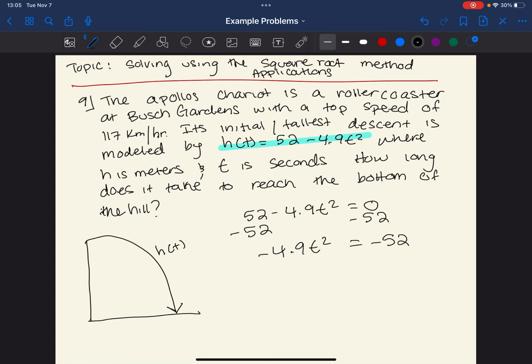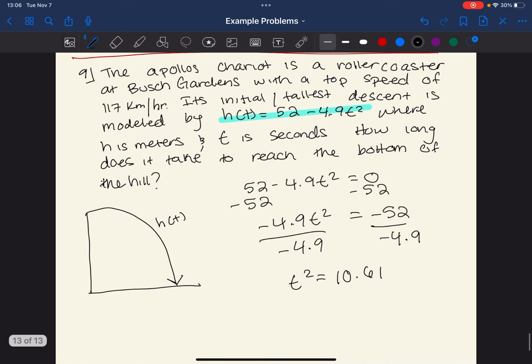Then I'm going to divide both sides by that negative 4.9, and I get t squared is equal to, typing this in my calculator, 10.61, okay? And I am leaving that with the answer having 2 decimal places, okay?